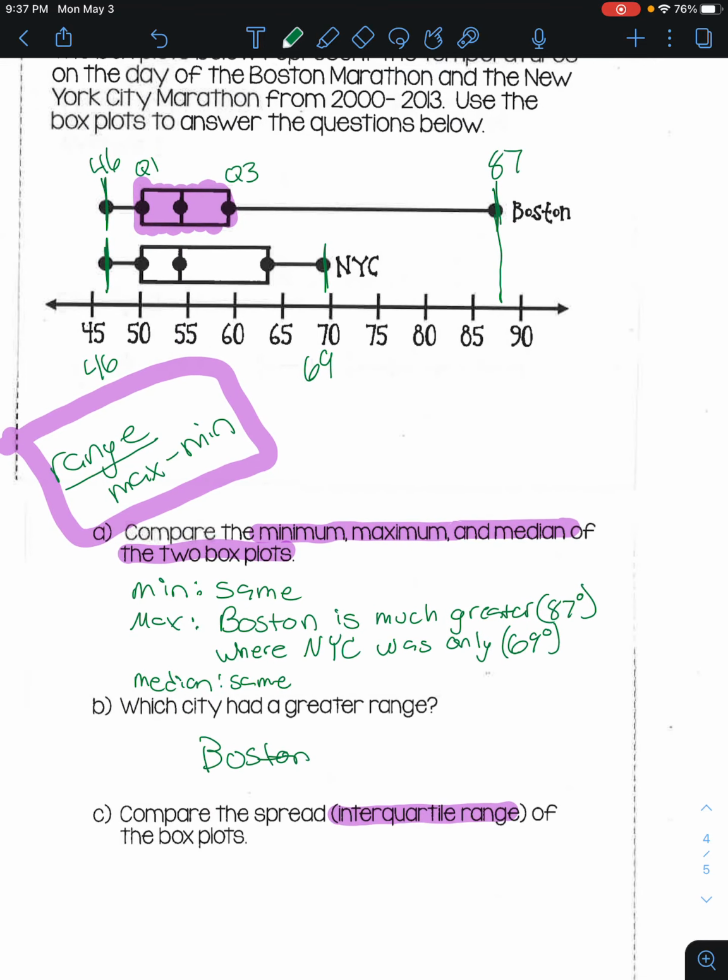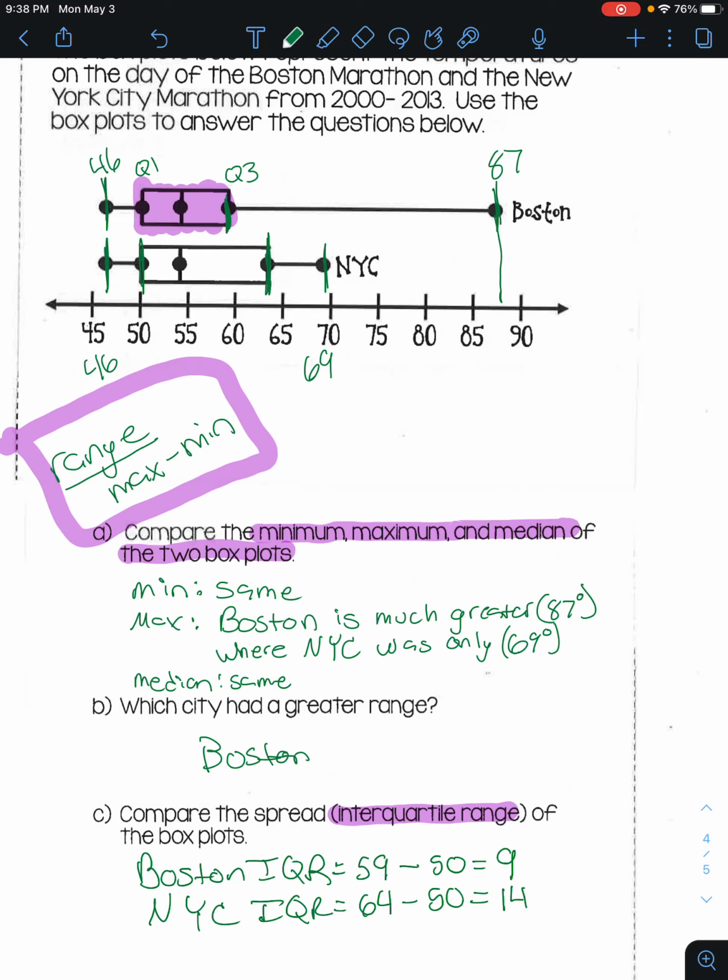Well, let's find Boston's IQR. Boston's interquartile range would be its Q3, which is like 59, minus its Q1, which is 50. So that would be about 9. And New York City's IQR would be 50. Oh, sorry, its third quartile, which would be 64, I would guess, minus 50, which is its Q1, is 14.